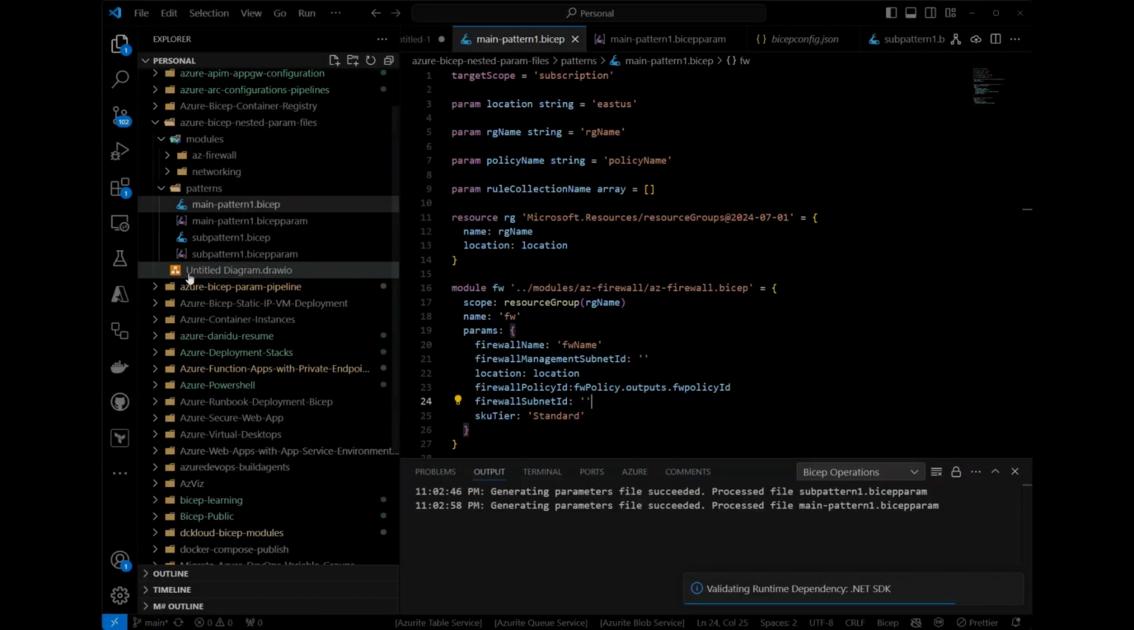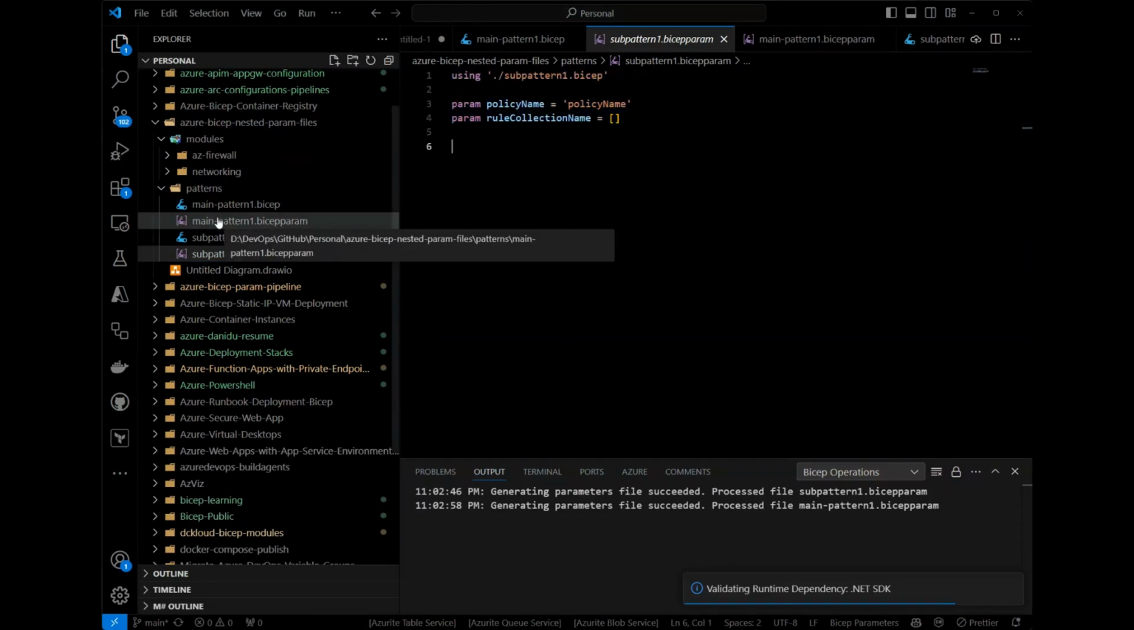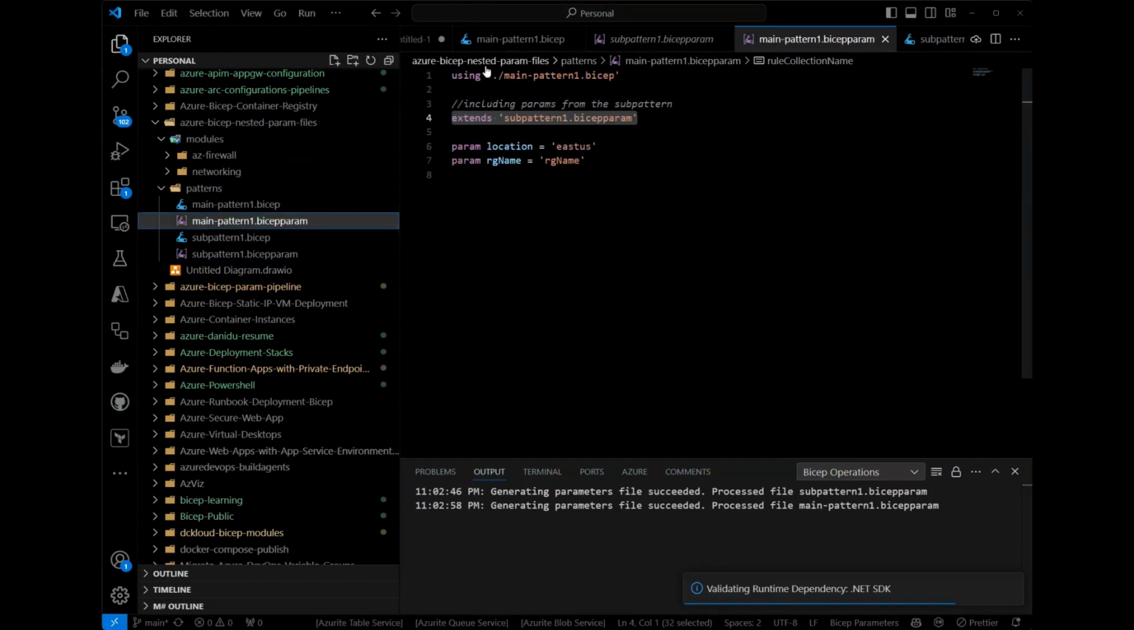I have a separate param file for the sub-pattern file and one for the main pattern file too. But if we look at the param file for the main template file, you can see I'm referencing the sub-pattern file parameter: extends sub-pattern1.bicepparam. What we are doing is reusing the param files. The only thing that you would need to watch out for here is to use the same name parameters in the sub file and the main files.